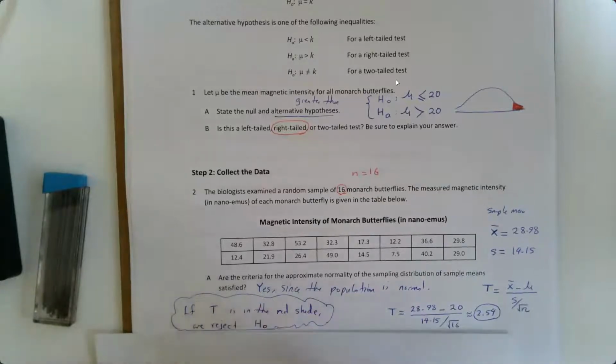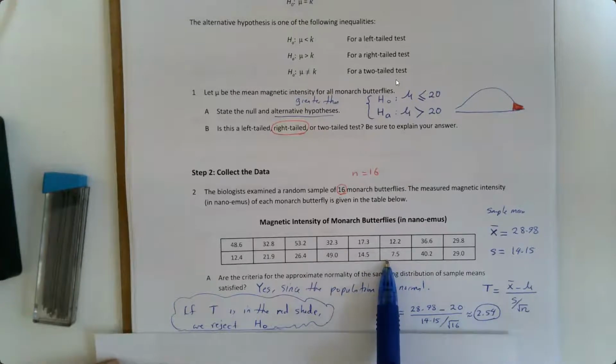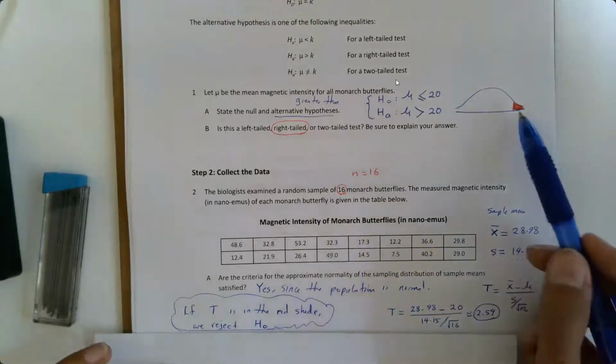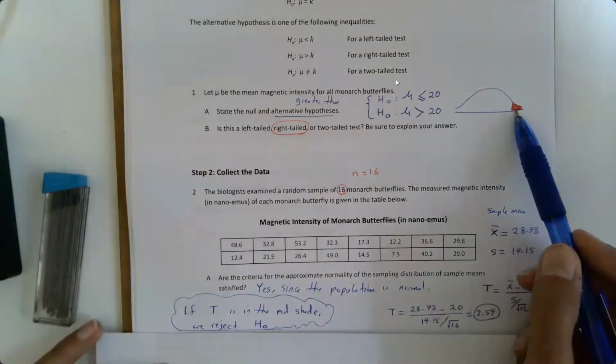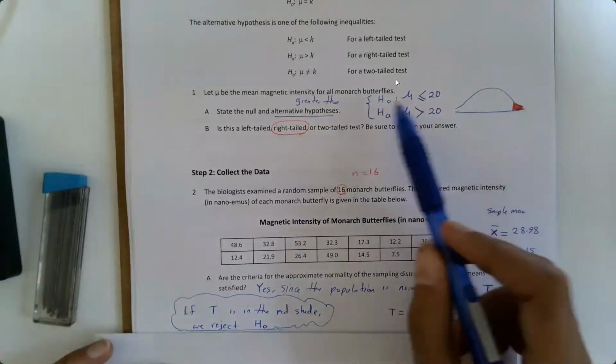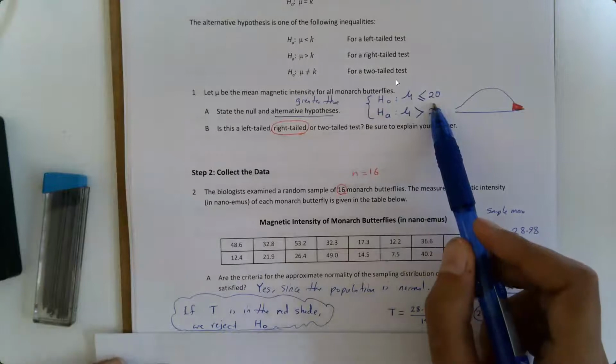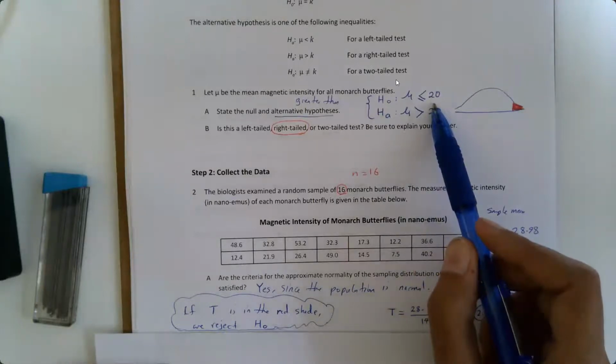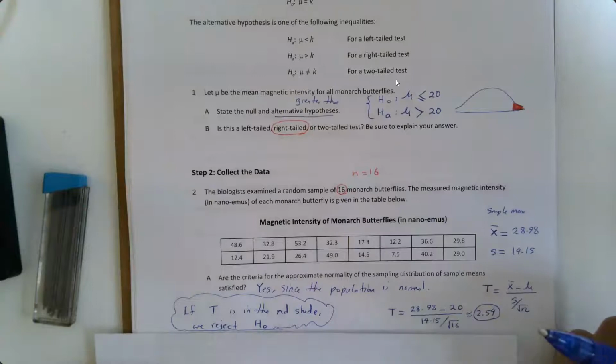This is what we're trying to decide about. If T, this number that we calculated based on this sample, is inside this rejection area, rejection shade, we're going to reject the null hypothesis. We're going to say that, hey, mean is not less than or equal to 20. It probably is larger than 20.